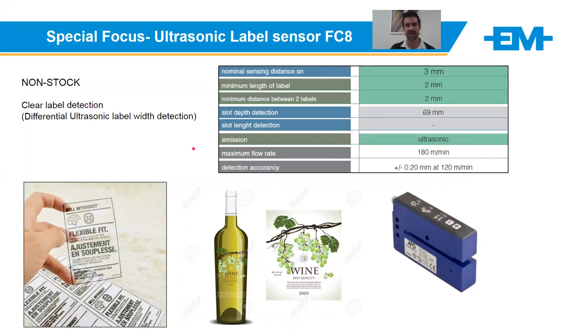That's the FC8, not in the catalog. We have access to it. If you have any transparent labeling solutions that you need to do, we can bring in the FC8. This also has a 2 millimeter minimum distance between labels and a minimum label distance of 2 millimeters as well.